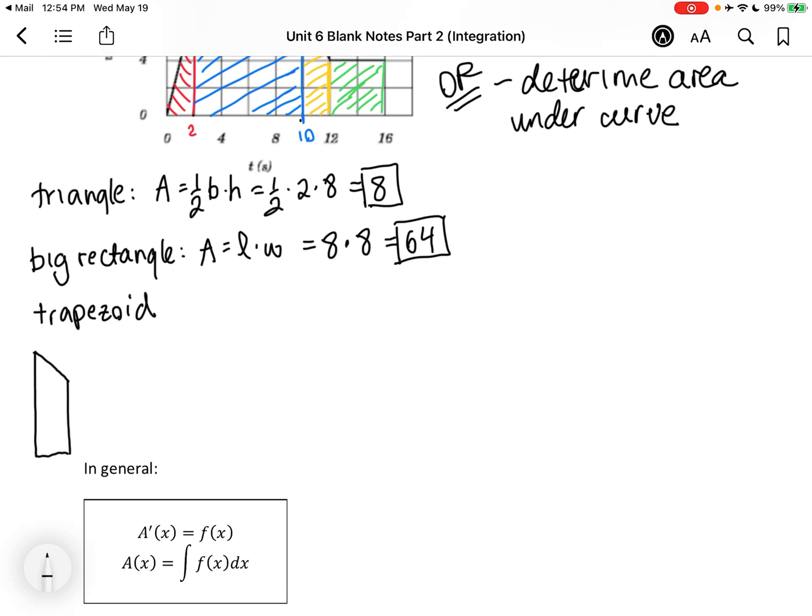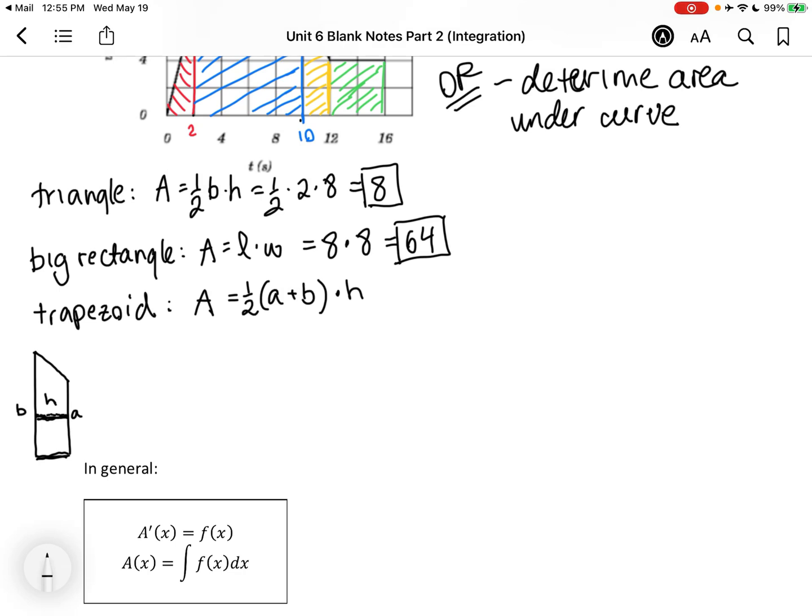So this is what ours looks like. The height of your trapezoid is the perpendicular distance between the parallel sides. So this is height, this is A, this is B. The area is 1/2 (A plus B) times H. It's basically an average of the length of the two parallel sides times the height.